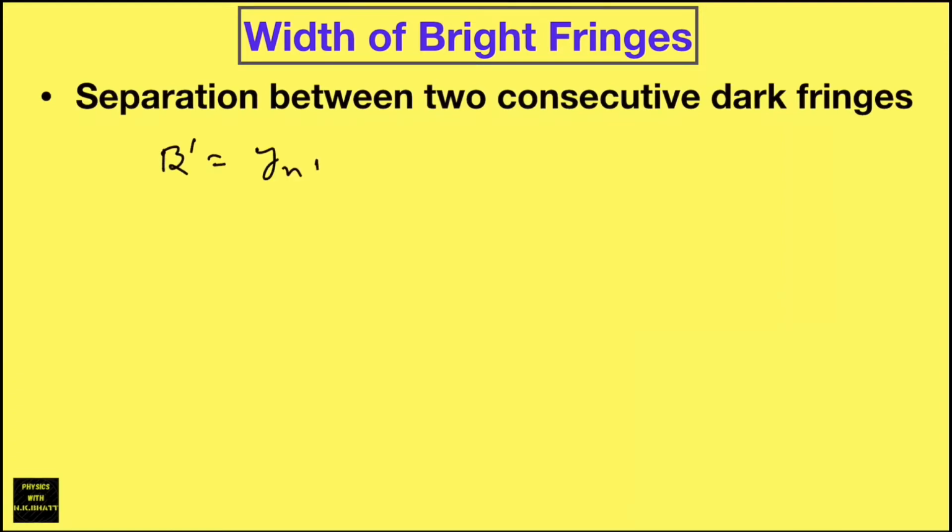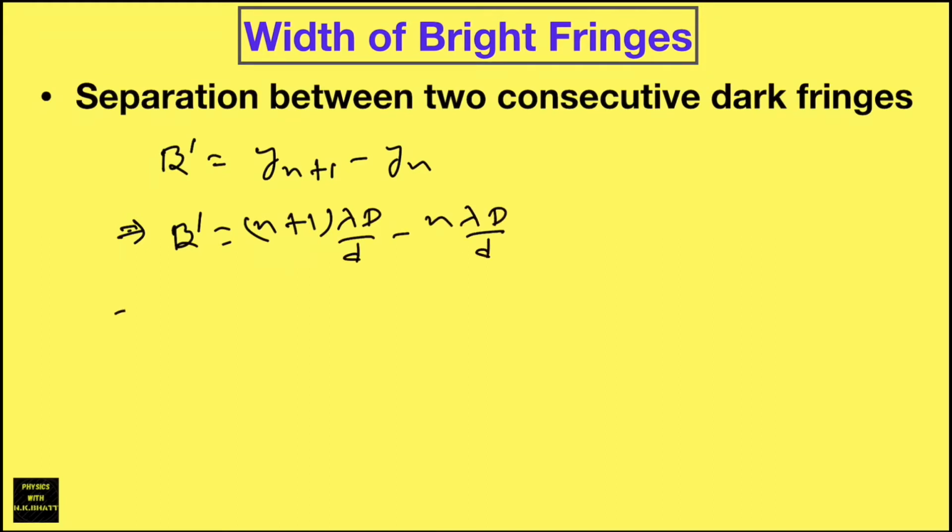So, beta dash is equal to y(n+1) minus y(n). Beta dash is equal to (n+1) lambda D upon d minus n lambda D upon d. These are the positions of the n plus 1 and n fringe. So, beta dash is equal to lambda D upon d common, (n+1) minus n, and n cancels.